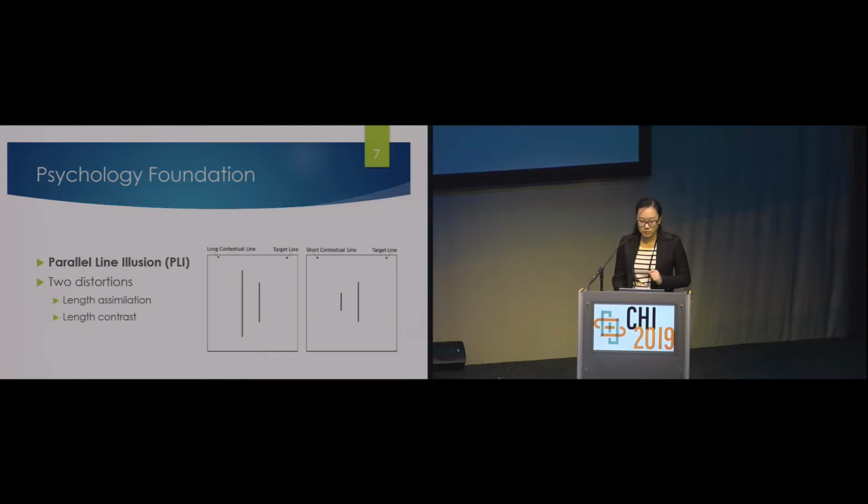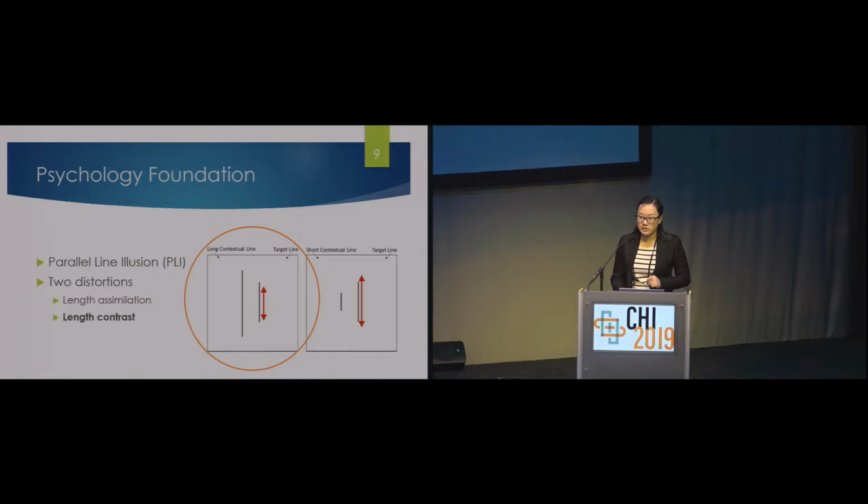The foundation of our work is the parallel line illusion in psychological research. There are two distortions in this illusion, the lens assimilation and lens contrast. When lens assimilation distortion dominates, for example in the left figure here, the target line would be perceived towards the contextual line. If the contextual line is a long one, the target line to the right will be perceived longer. Lens contrast is just the opposite. When the contextual line is a long one, the target line would be perceived shorter.